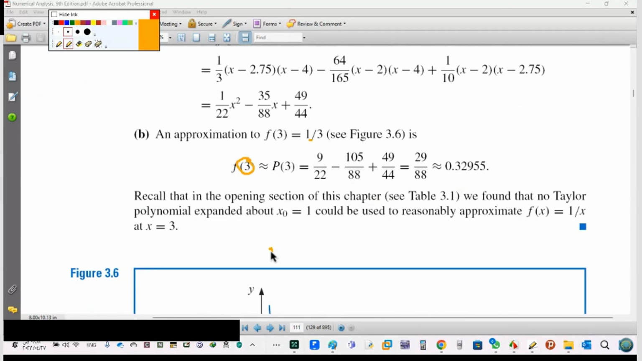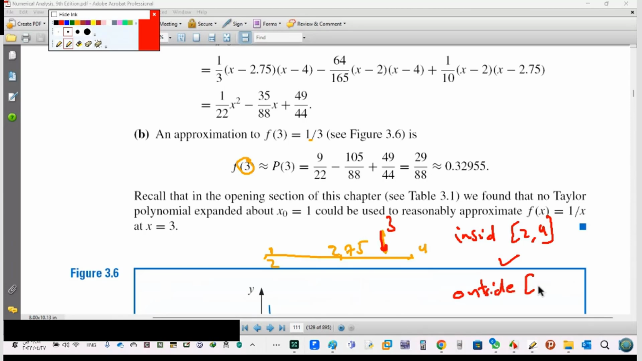Before doing that, I have 2, 2.75, and I have 4. I have 3 points. Where is my point? Here, 3. Inside 2, 4? Yes, I can find. Outside 2, 4, I cannot find. So 3, put here in formula. So this is the answer, 0.32955. So if I don't find approximating or sorry, error, well, the calculator is the calculator.